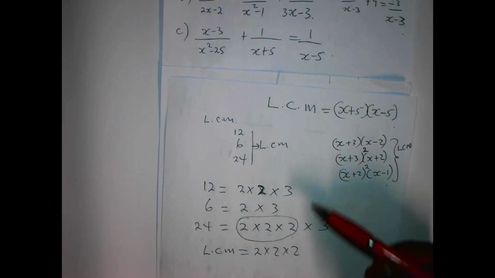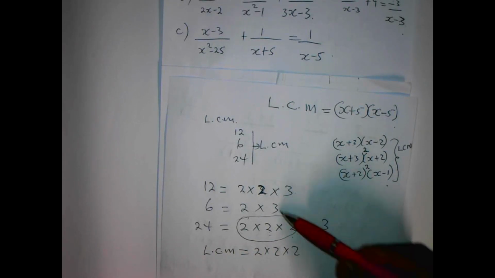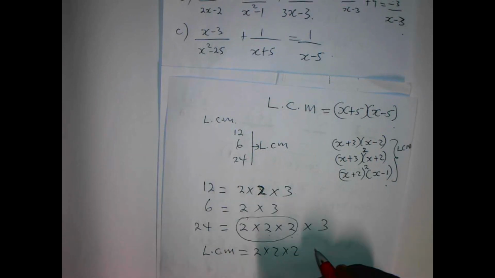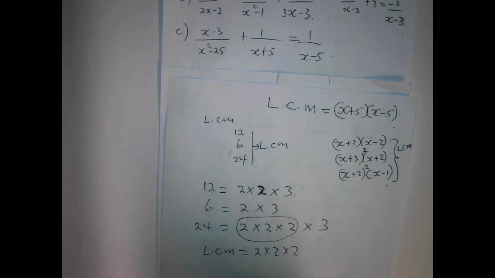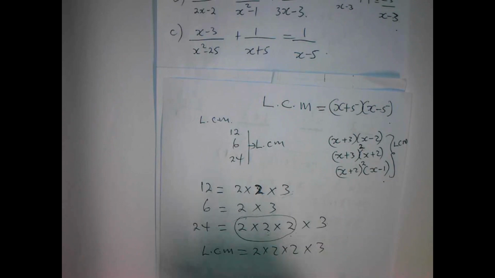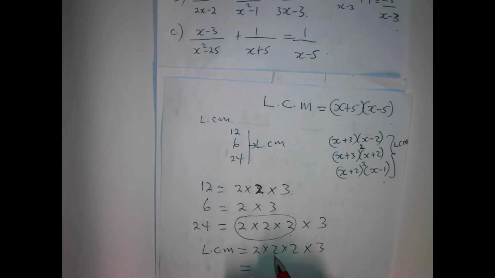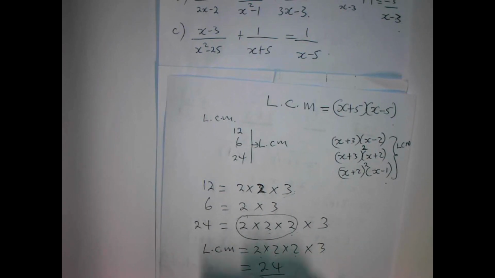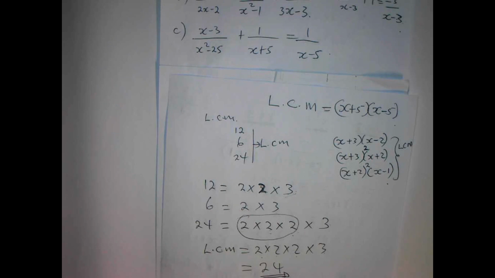Where do we have many 3's? 3's appear the same number of times in all cases, so I just write it once. One 3 will be enough. So this is equal to 2 times 2, that's 4, times 2, that's 8, times 3, that's 24. Indeed, this is the smallest number which can be divided by 12, 6, and 24.